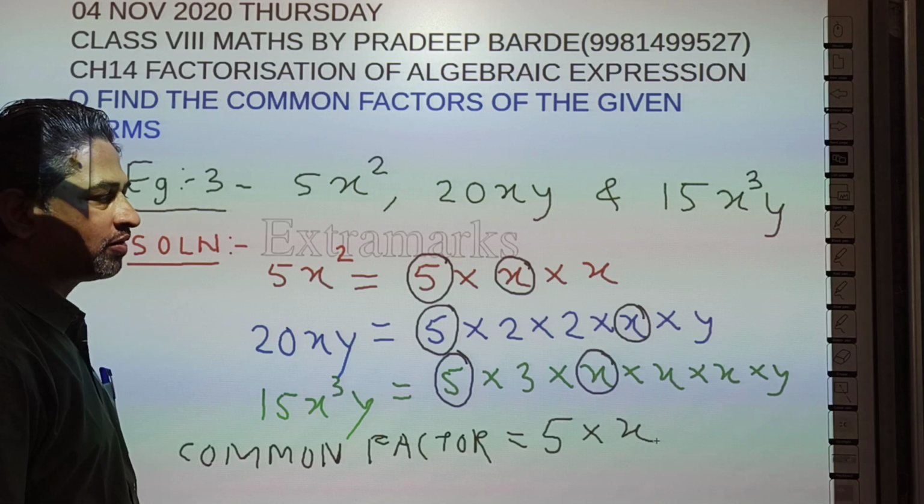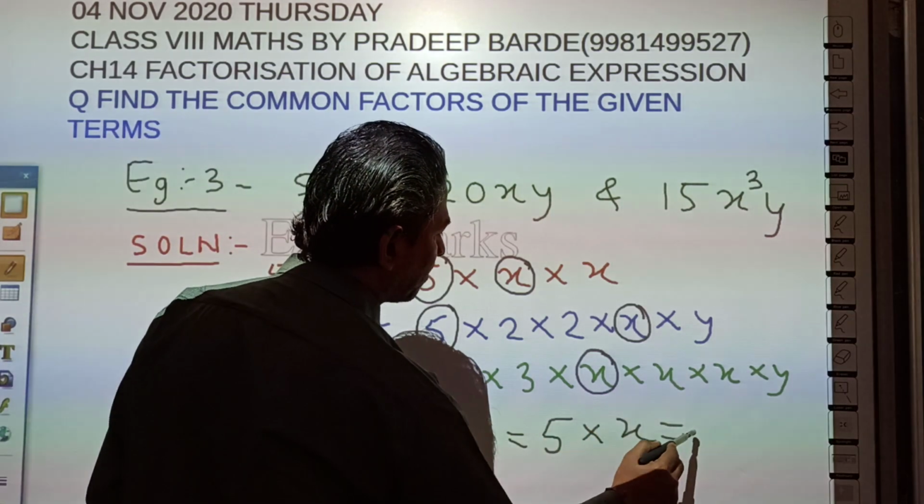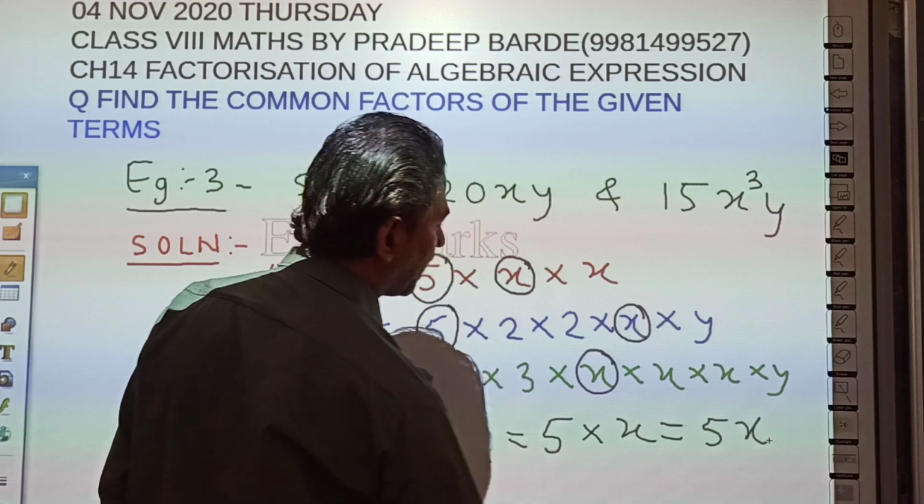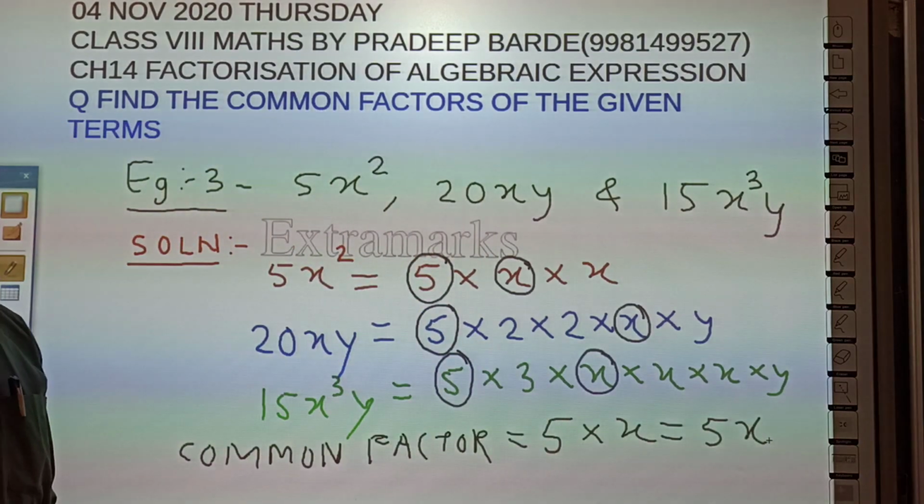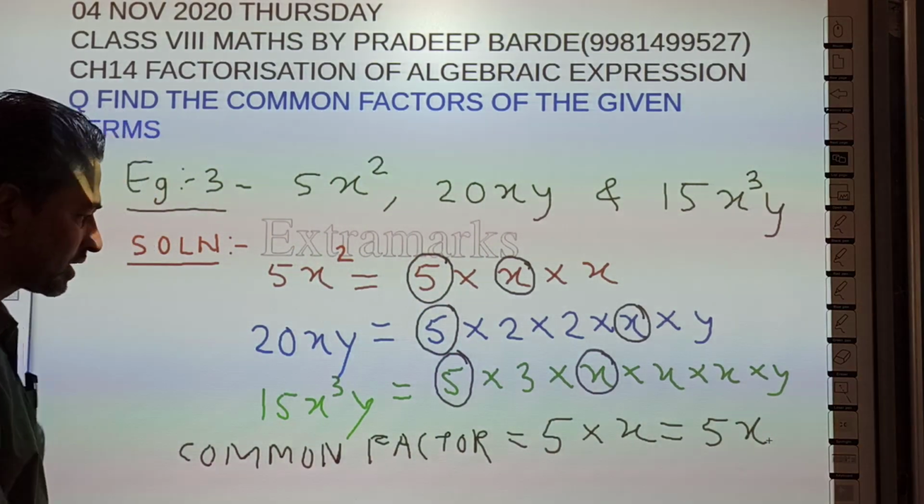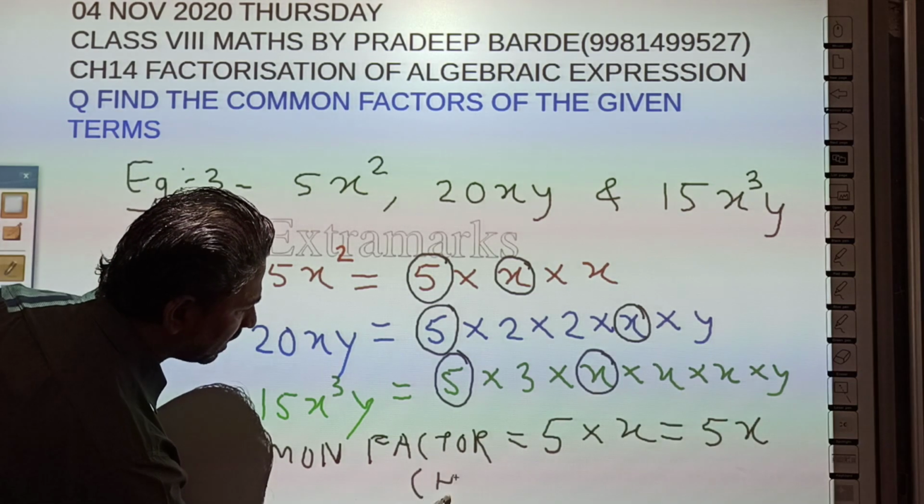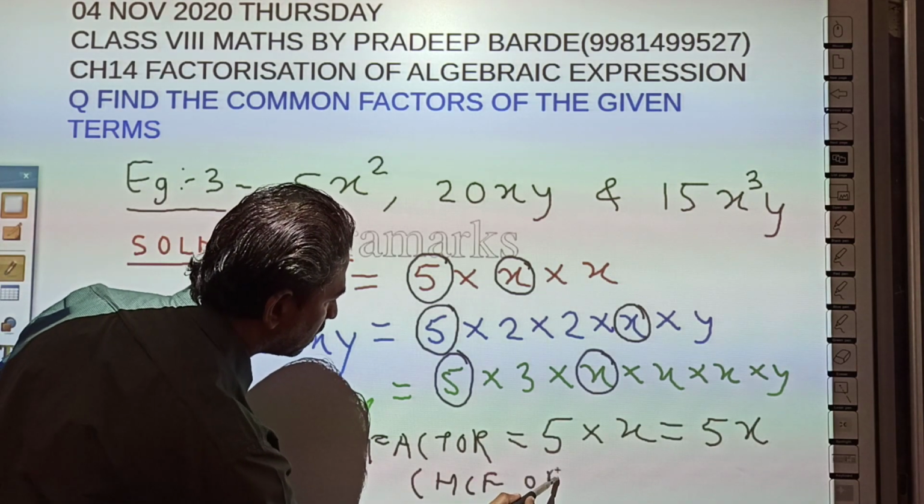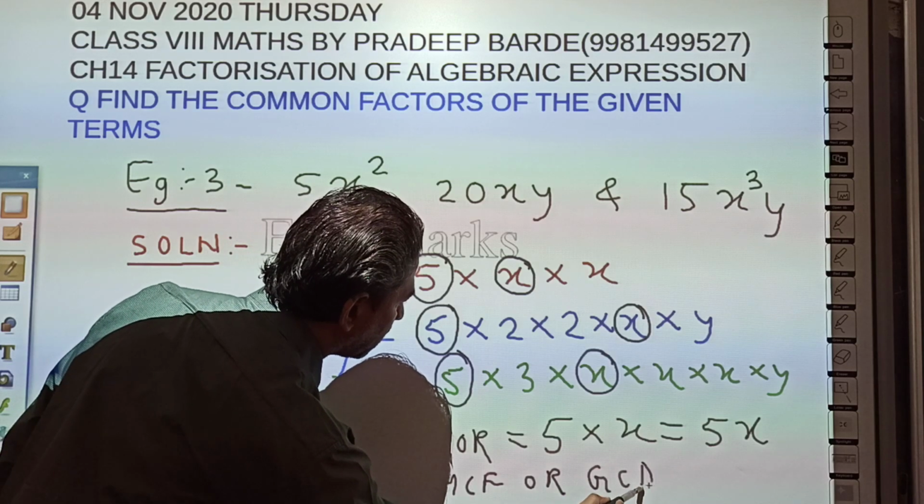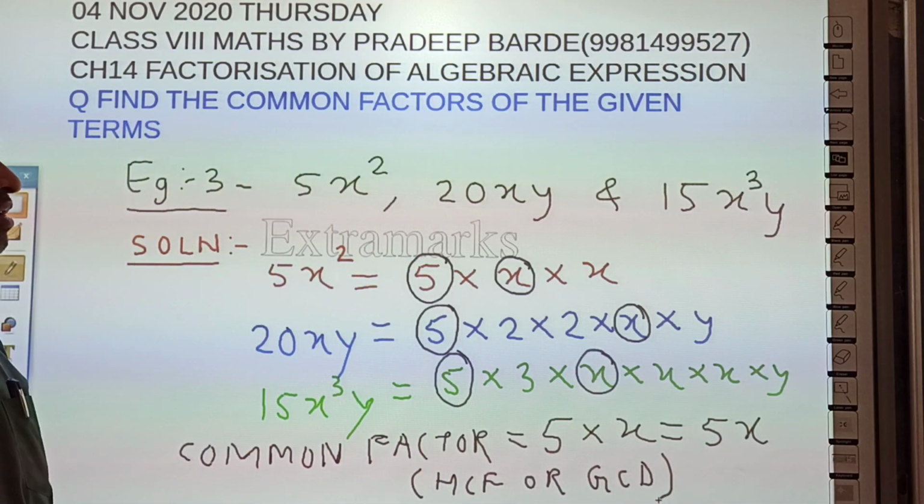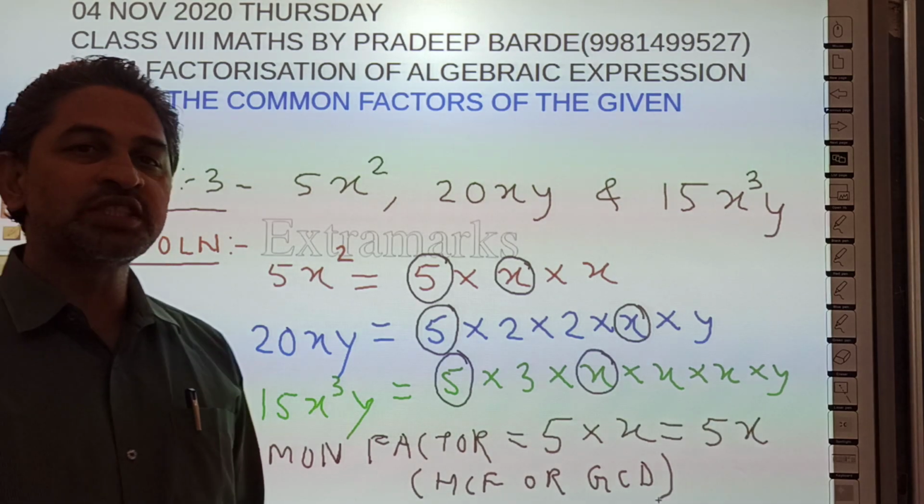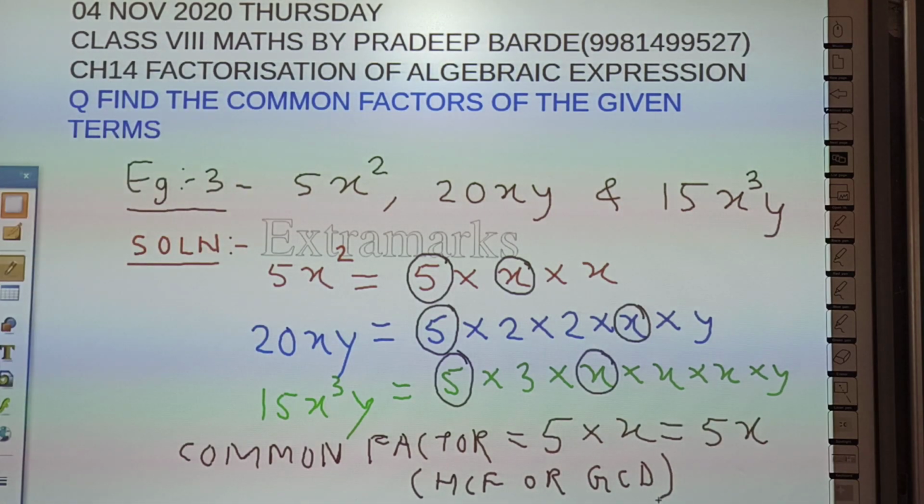There is no other common factor. So the common factor is 5x. And we can also call it the HCF. This can also be called HCF or GCD. HCF means highest common factor and GCD means greatest common divisor.